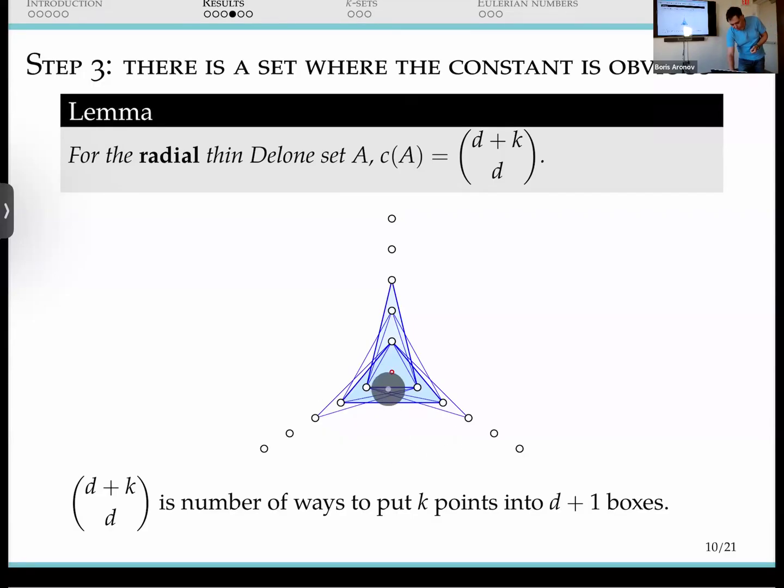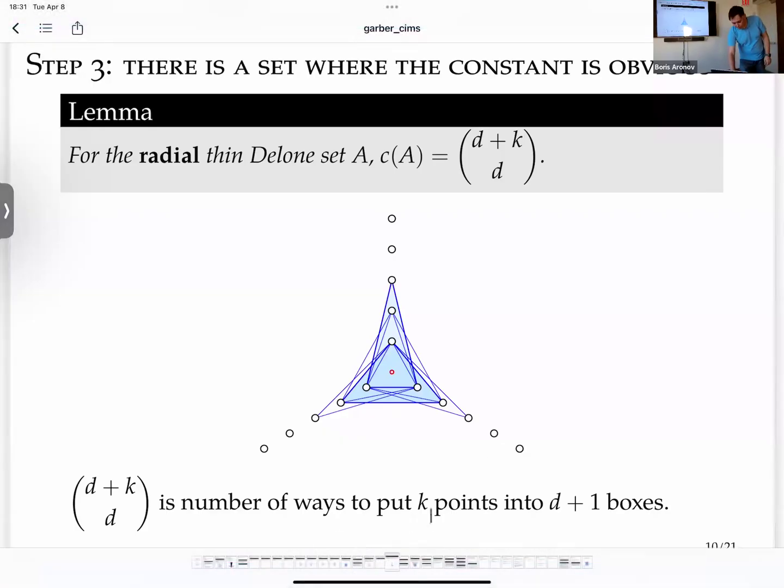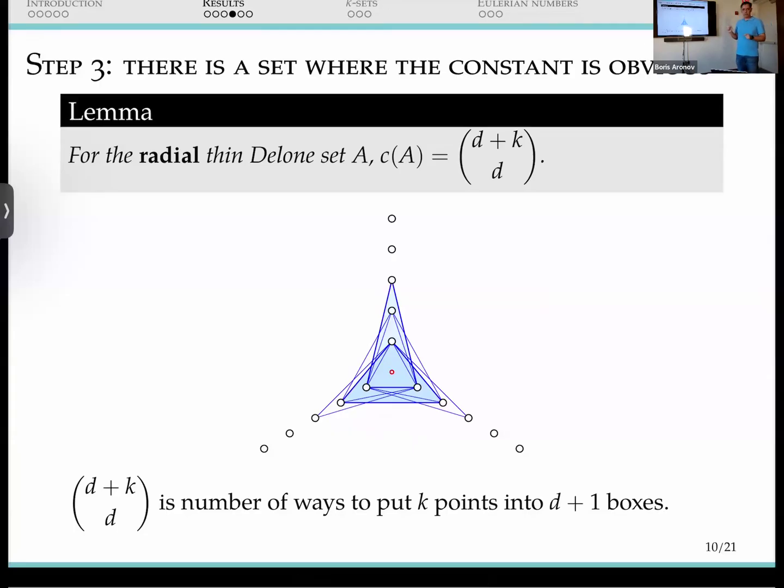So for the origin, what is a k-hefty simplex? That's actually a simplex that has vertices on every ray, right? Because that's the only way to cover the origin, and the number of points on the rays inside the simplex must be k. So we need to put those k points from the rays into d plus 1 boxes that correspond to the rays. And there is a very nice exercise in basic combinatorics that there are d plus k choose d options to do that. Right, so that's the end of it.